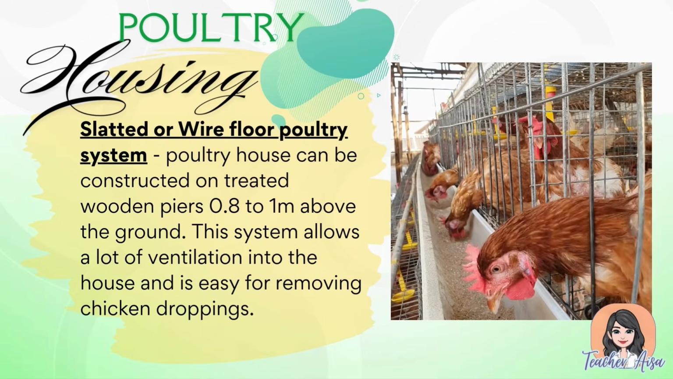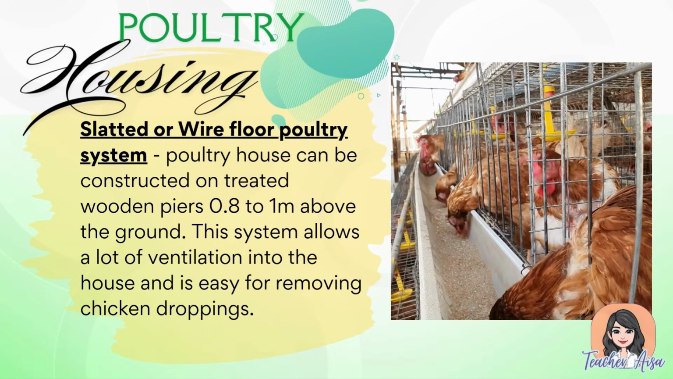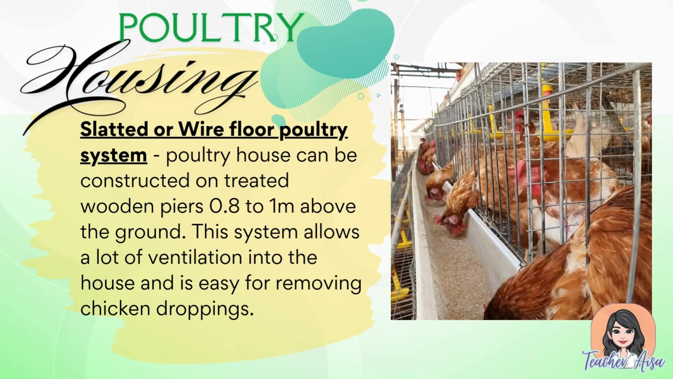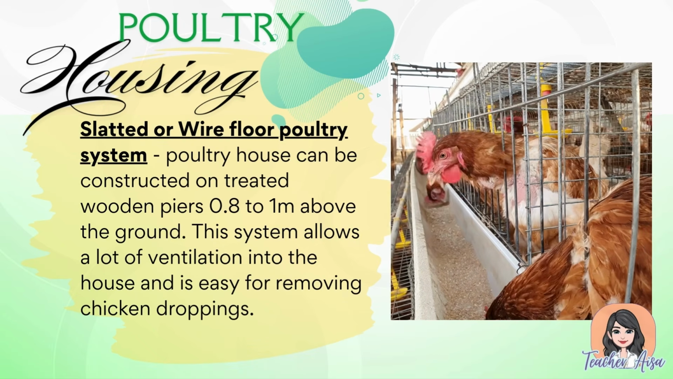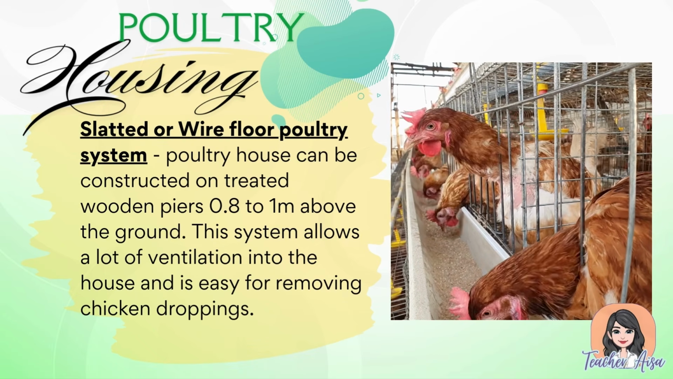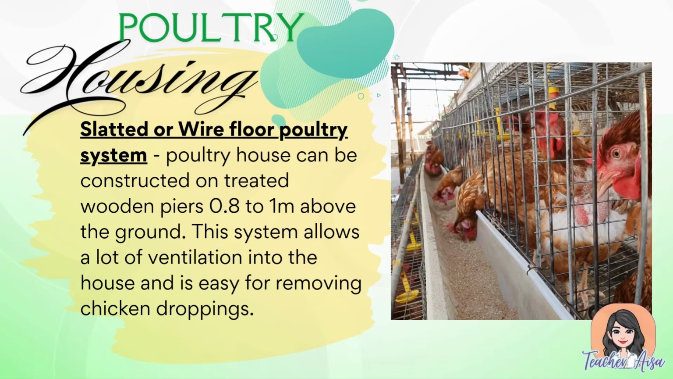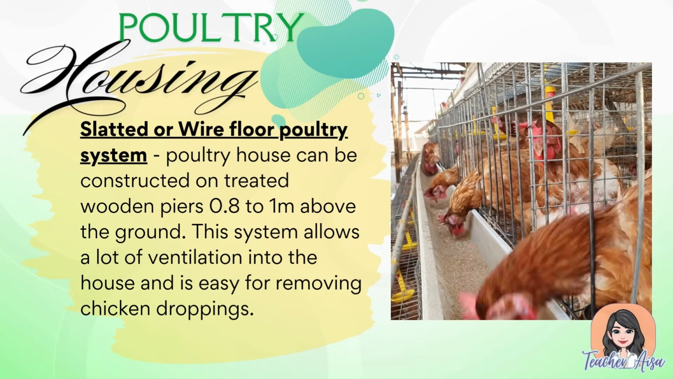Slatted or wire floor poultry system. This poultry house can be constructed on treated wooden piers 0.8 to 1 meter above the ground. This system allows a lot of ventilation into the house and is easy for removing chicken droppings.